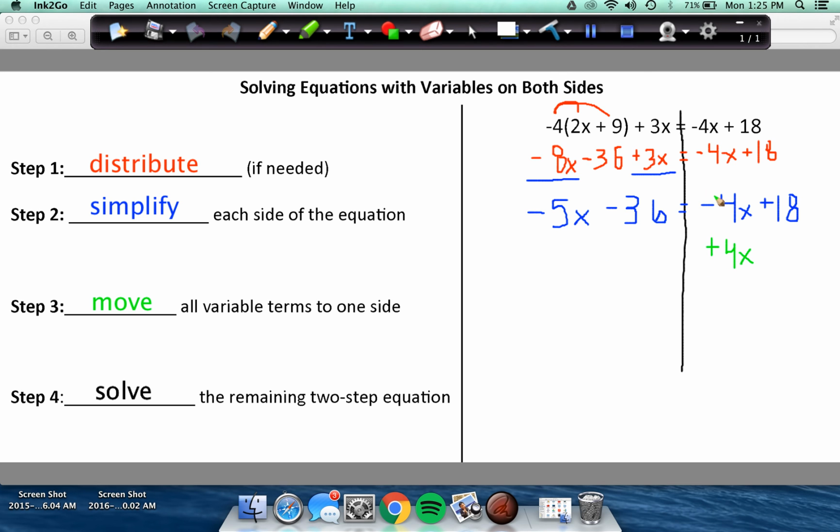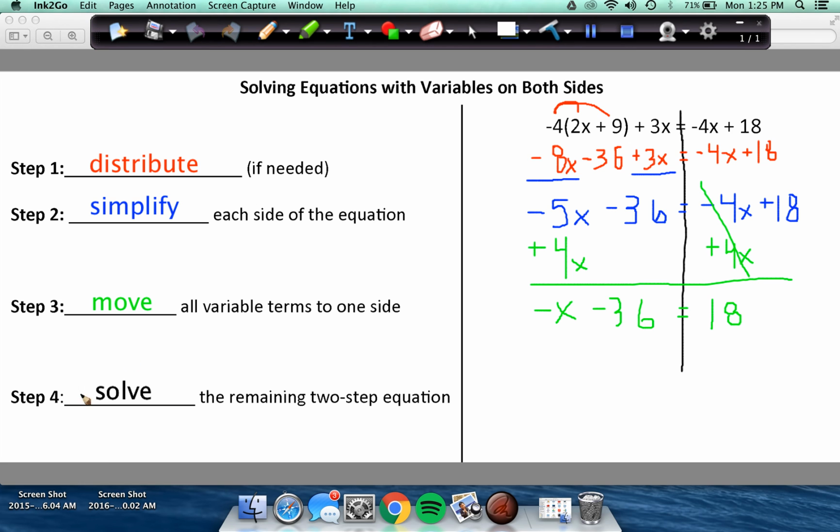So I'll come over here. 4x is friends with the negative 5x. It's not friends with the 36, so we're going to line it up with its friend. So plus 4x. I'm moving my x term over here. This will cancel. Negative 5x plus 4x is negative x. I'll bring down my minus 36 equals, I got rid of my x term, so I'm just going to bring down my 18. Okay, so now I've got negative x minus 36 equals 18.